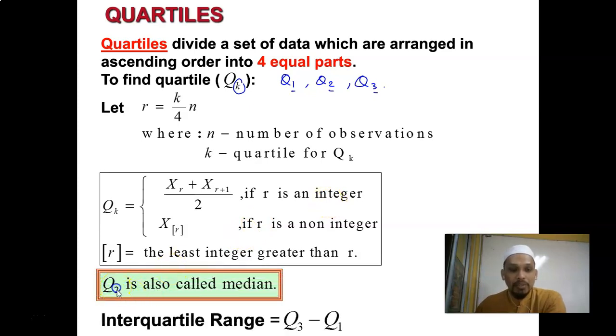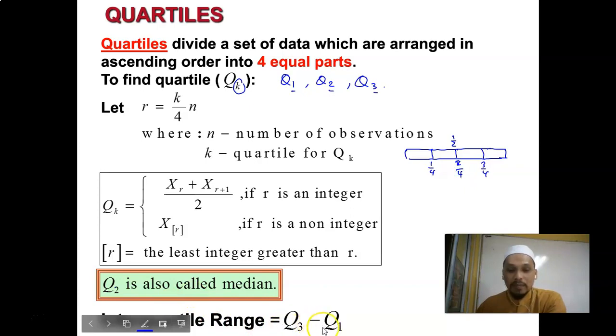Okay, Q2 is also called the median. Median is the middle number of the data, just like I shared with all of you just now. Okay, the half of this is equal to half. Half from this half, another half here, and also another half here. So this is a quarter, 1 over 4, third quarter, 3 over 4, and second quarter, 1 over 2, or 2 over 4. Interquartile range is the third quartile minus the first quartile.